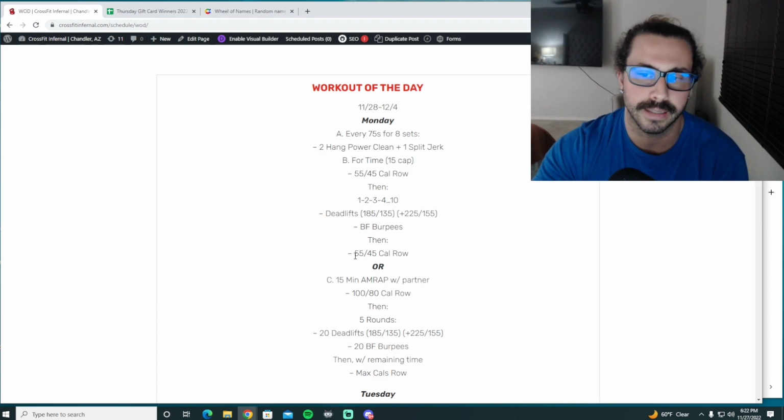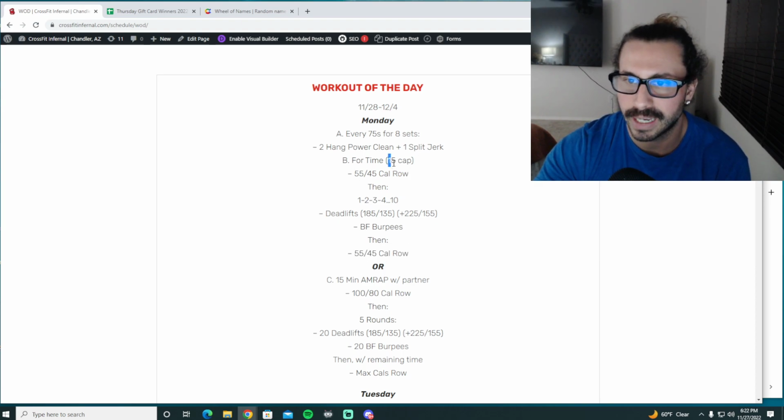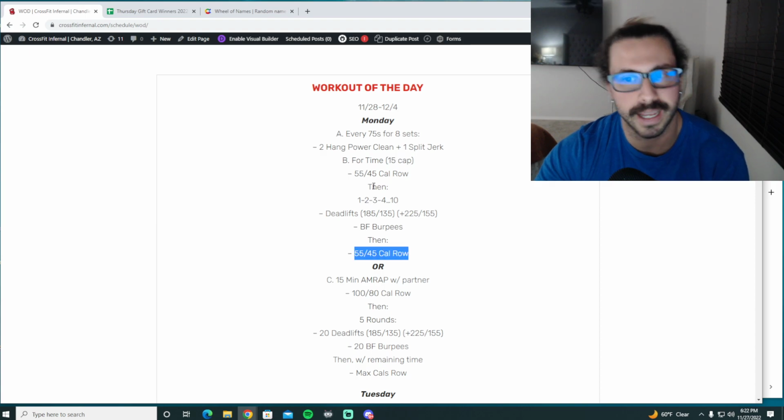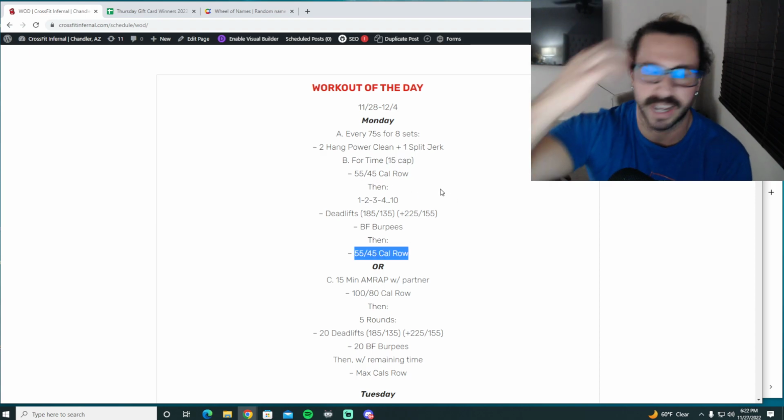Finish that, and then again, same calories on the row on the backside. And your goal, since we're trying to get it in this time cap, would be to finish that row a little bit faster than the first row, or very identical would be a good goal.